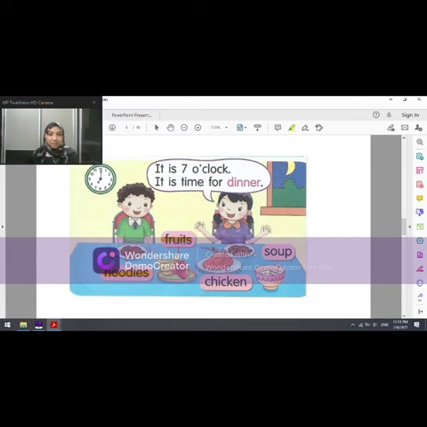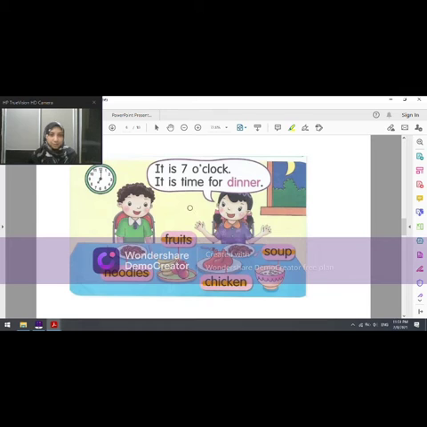Third picture. We have a plate of chicken. Very good. So this is the chicken. Chicken in Malay is called ayam. And the last one, we have a bowl of soup. Soup in Malay also called soup, but the difference is in terms of the spelling.